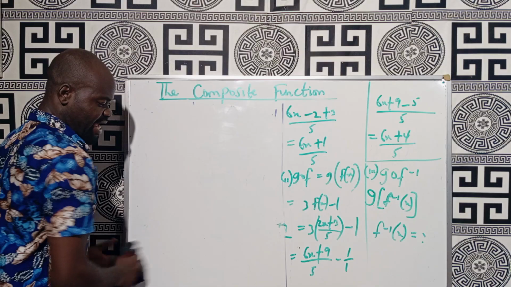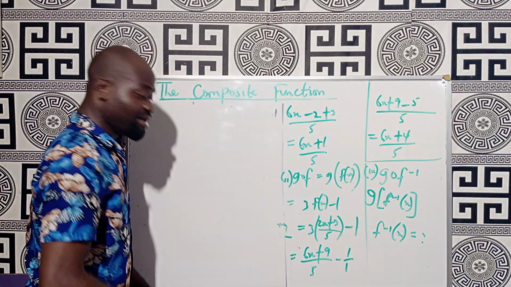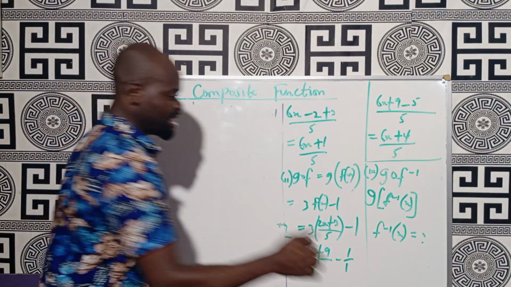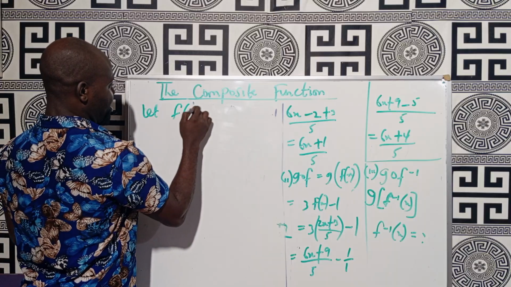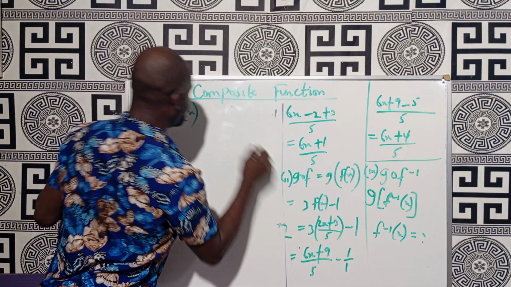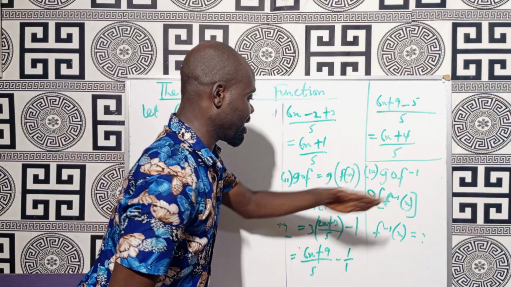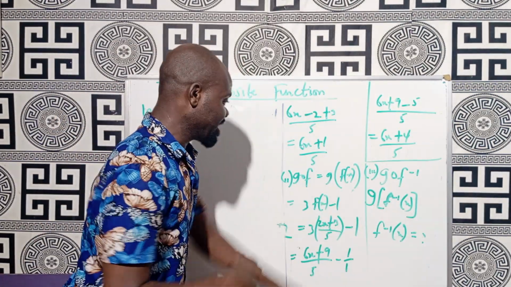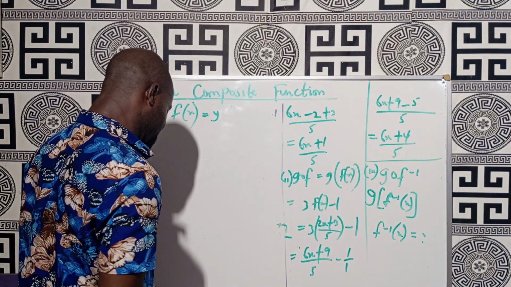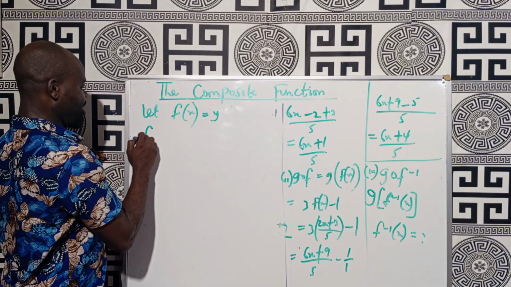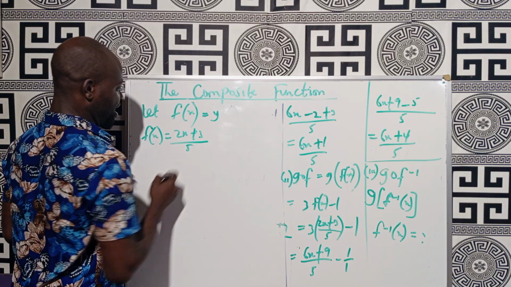Now, how do we get the inverse f minus 1? We have done it before. So let's just recall it. Don't forget, to get your inverse, you have to say, okay, let your f of x be equal to y. You have to recall your f of x first before you can get your f minus 1 of x. So what's the f of x in question? f of x is 2x plus 3 all over 5.